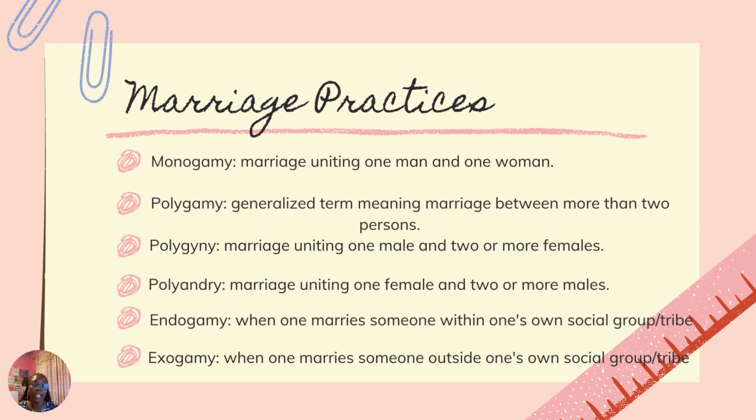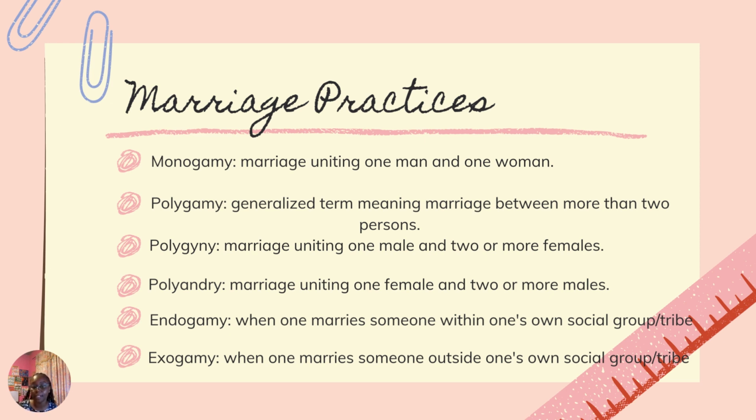Then we have polygamy. Polygamy is a generalized term which means marriage between two or more persons. Alright, more than two persons. So in places like Africa and so on, where you have people married to three persons, you see it on social media sometimes. Oh, this man has three wives, this woman has two husbands, and so on. It is described as polygamy.